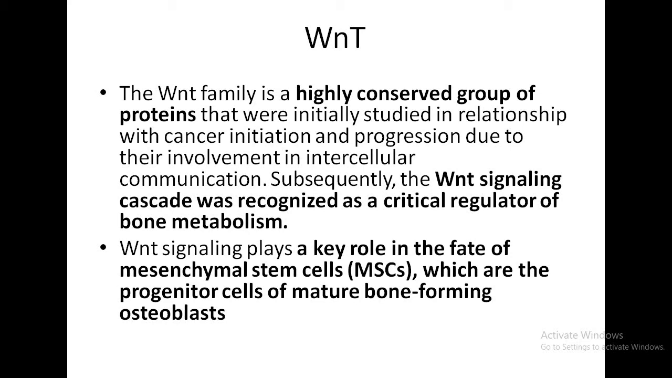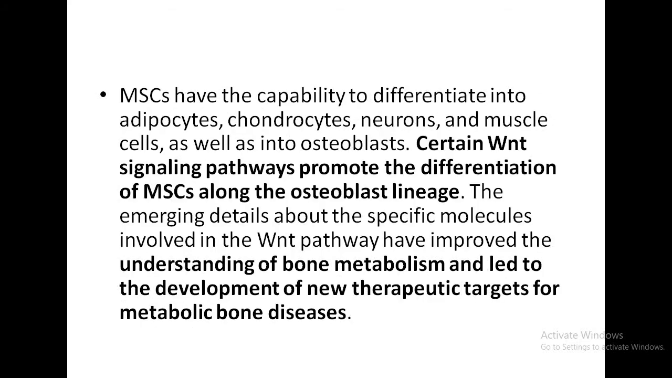So the WNT is an important regulator of bone metabolism. It affects the mesenchymal stem cells, called the MSCs. MSCs form the osteoblasts. These are the progenitor cells. MSCs are pluripotent. They can differentiate into adipocytes, chondrocytes, neurons, and muscle cells, as well as osteoblasts. So certain WNT pathways promote differentiation of MSCs along the osteoblast lineage.